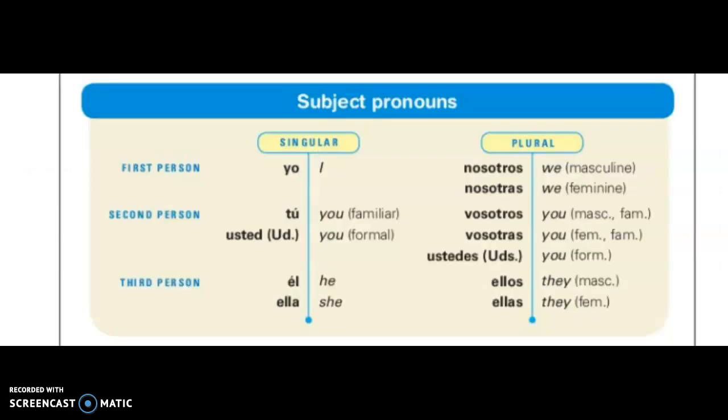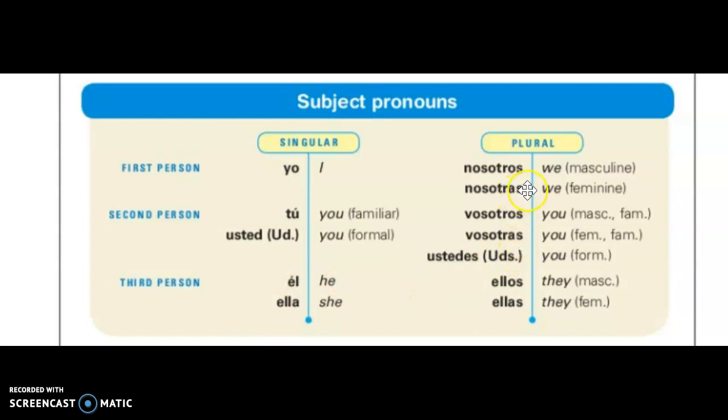Okay, now to dive into subject pronouns. Before I can teach you the verb ser, which means to be, we have to teach the subject pronouns. So here we go. First person singular is yo. Second person singular is tú. It's also usted, because when you speak with somebody formally, you will say usted. And that is second person. The third person is él and ella. Él is for he, ella is for she.